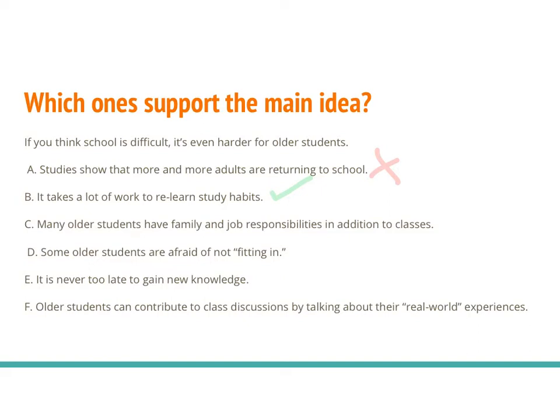Older students have family and job responsibilities in addition to classes. This is another reason why school may be harder for older students. Some older students are afraid of not fitting in. This would be a challenge as an older student. It's never too late to gain new knowledge. That actually doesn't explain how it was more difficult for older students. Older students can contribute to class discussion by talking about their real-world experiences. So this actually shows what advantages an older student has. So again, that's not exactly something that's going to support the idea that it's harder for older students.